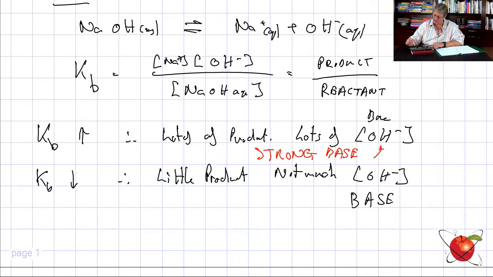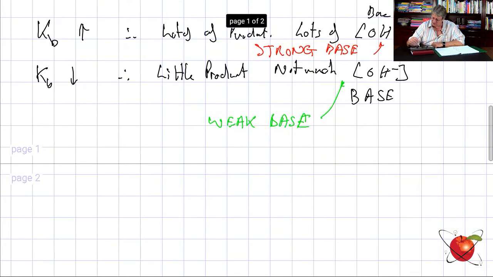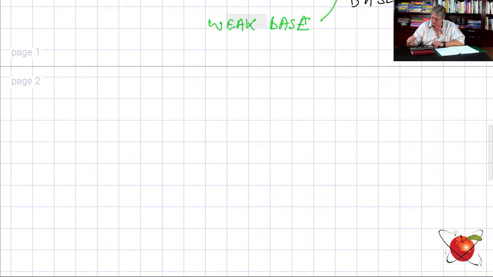Because there's lots of it. The bottom one is a weak base because I get little of it. We can do it with ammonia as well. Let's look at this one, because these are the ones that come up often in the examples.